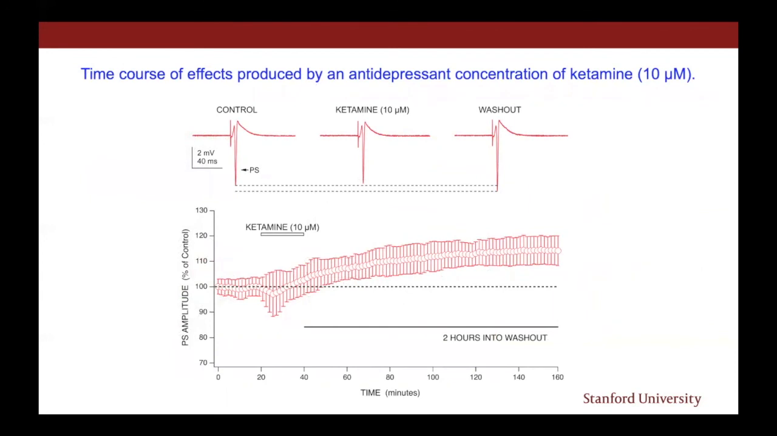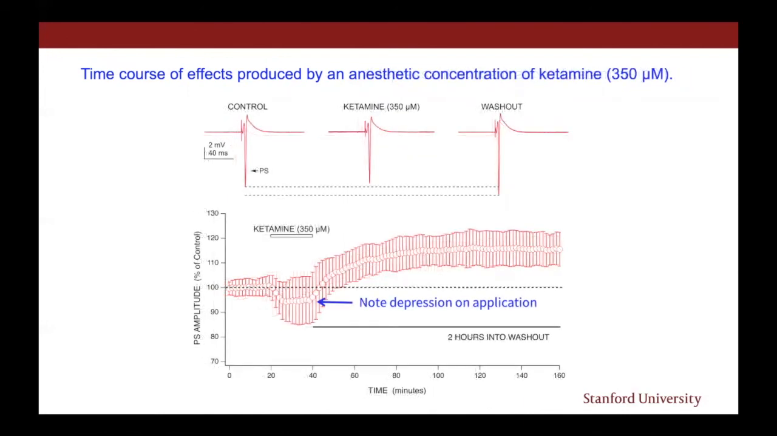At an antidepressant concentration of ketamine, ketamine was able to produce a small decrease in population spike amplitudes that was reversed during the latter half of drug application. Upon washout of ketamine, there was actually an increase in population spike amplitudes that was evident for up to 2 hours into recording post-washout. At an anesthetic concentration of ketamine, there was an acute depression in population spike amplitudes that was sustained for the duration of drug application. This effect was reversed upon washout, and the increase in population spike amplitudes was recorded for up to 2 hours into washout.